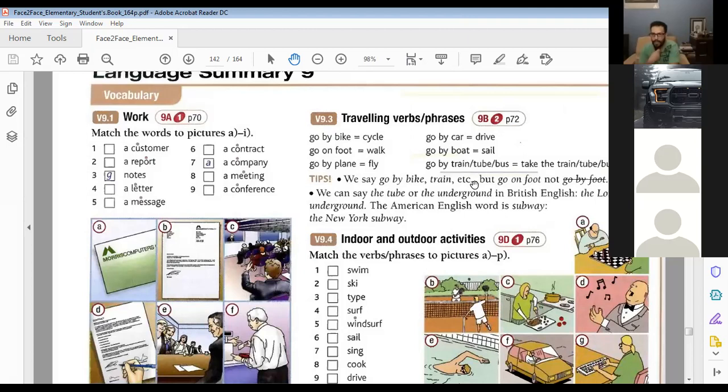So here, this is a very important tip. Abdurrahman, can you read the first tip, please? Where? Here, the first. Okay.